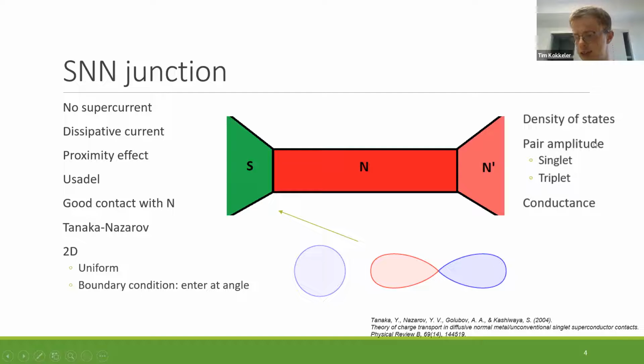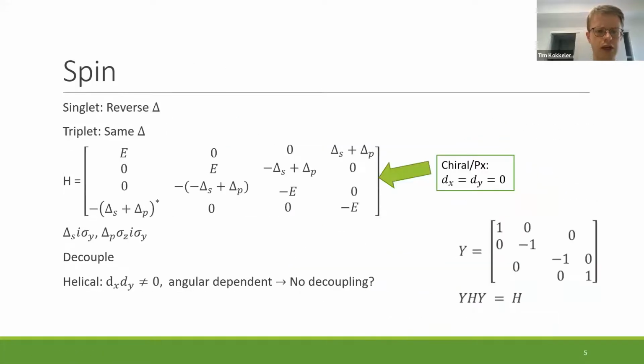So we investigated the density of states, pair amplitude, and the conductance. Here I will focus on the density of states and the conductance. So before we can go to the results, we should think about how to compute these. And for this, it's important to look at the spin.